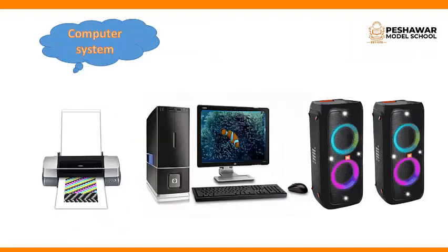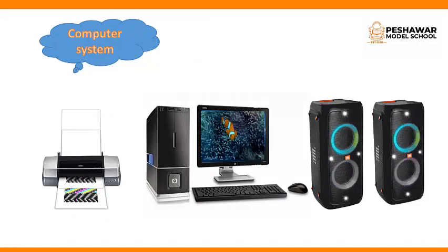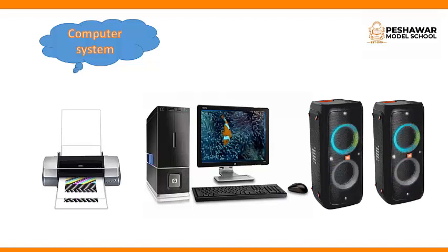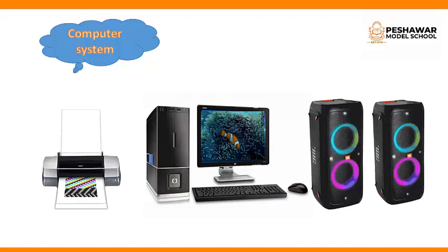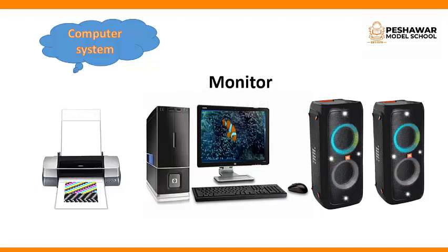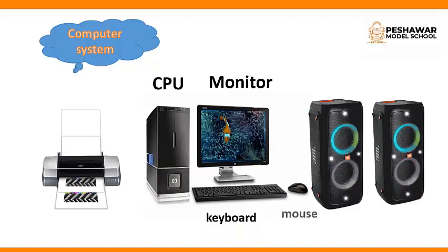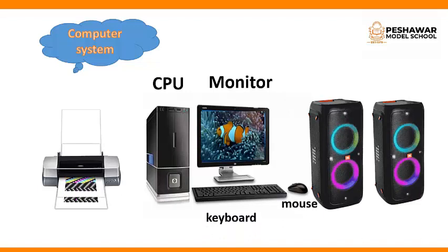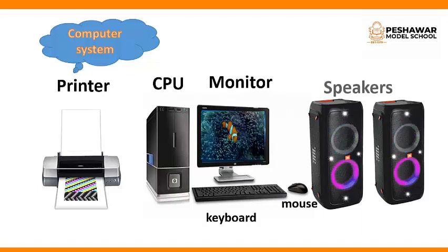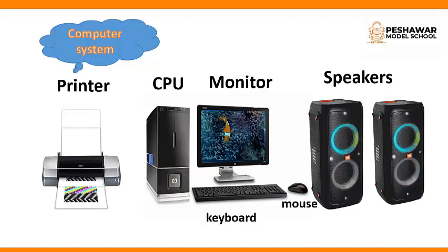So now take a look at computer body parts. Just like a human body, a computer also has different parts which have their own specific functions. The main parts of a computer are the monitor, CPU, keyboard, and mouse. We can also connect a printer and speakers to a computer. These body parts together make up the computer system.